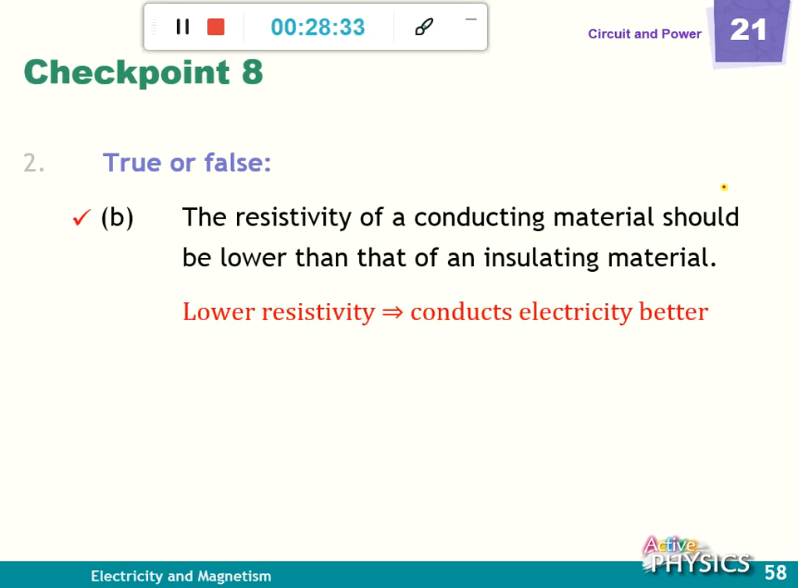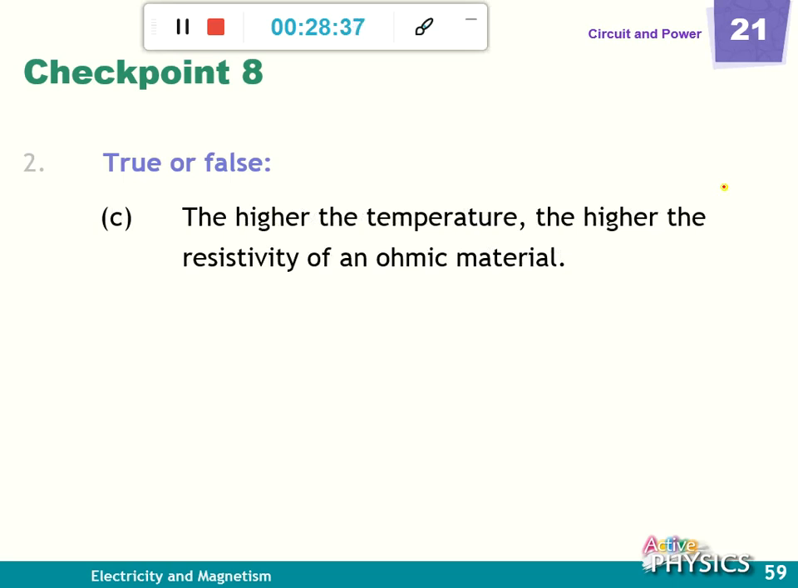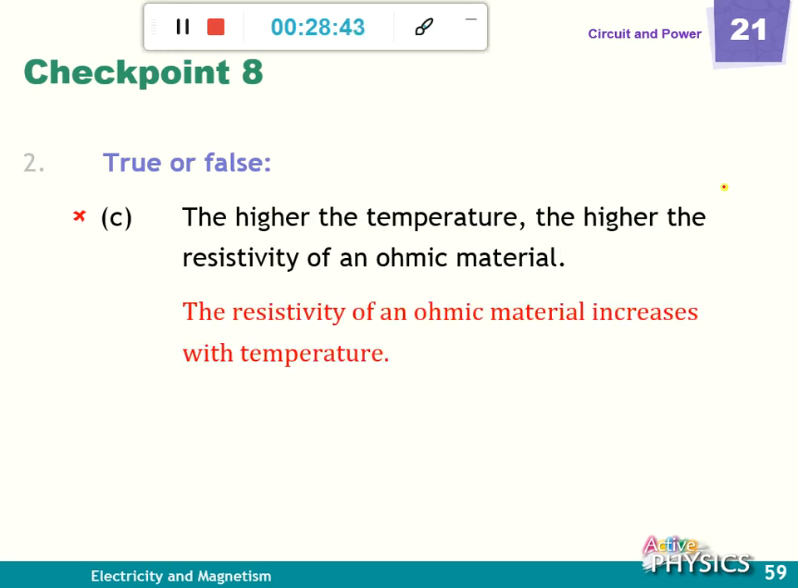So this one, lower resistivity means that it conducts better. Okay, the lower the resistivity, the better the conductivity. Okay, part C. The higher the temperature, the higher the resistivity of an ohmic material. Wrong. Remember it, resistivity of an ohmic material increases with temperature. Okay.